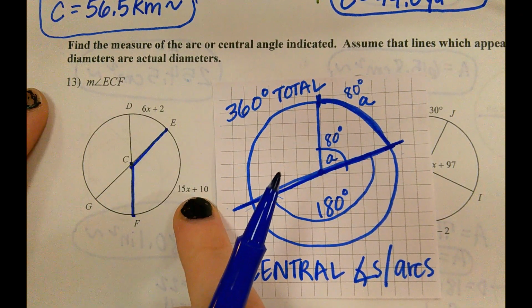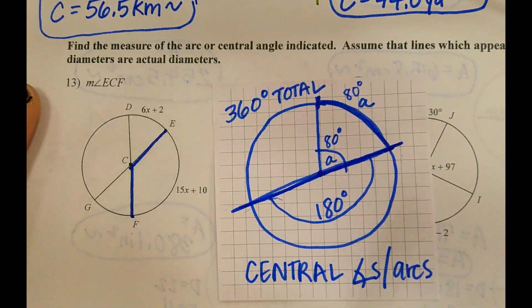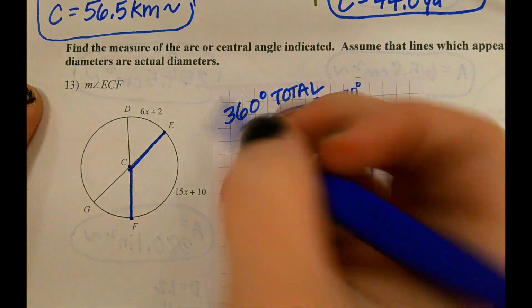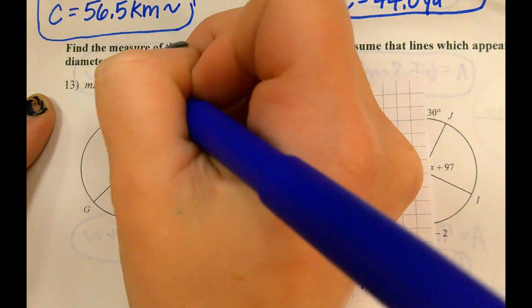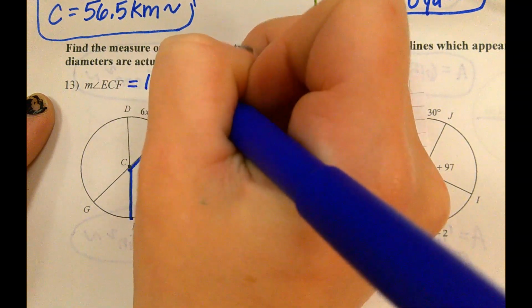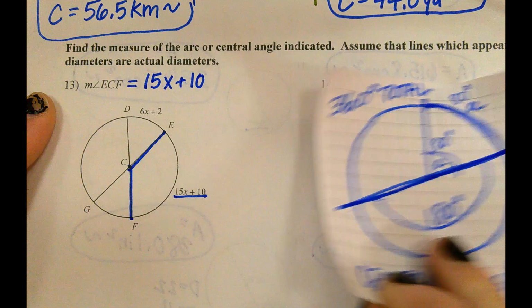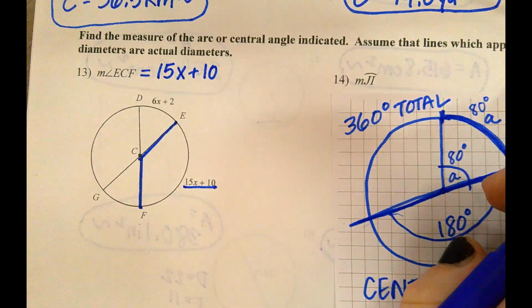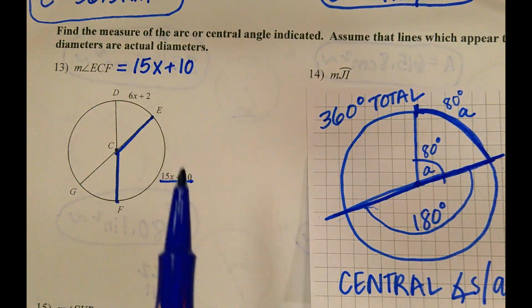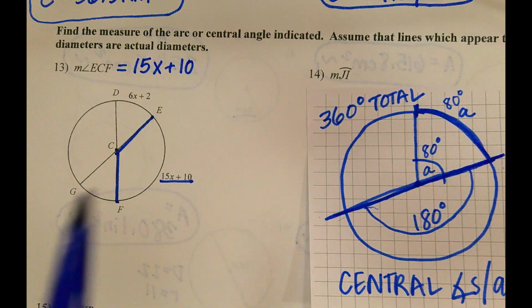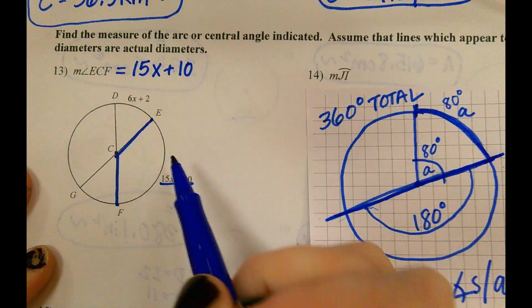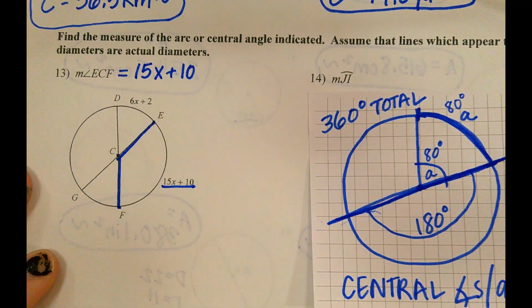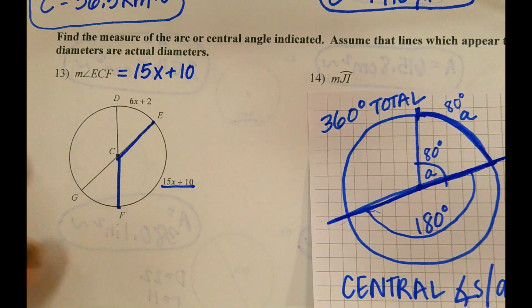And I know that, what is ECF labeled with? What value do they give us? 15x plus 10. Perfect, 15x plus 10. So I'm going to make note of that right away. 15x plus 10. Because I'm not just given measures, I'm given expressions, I've got variables, we're going to have to do something first. We're going to have to solve for x, then plug it in. So, looking at this circle, I know that ECF is 15x plus 10.